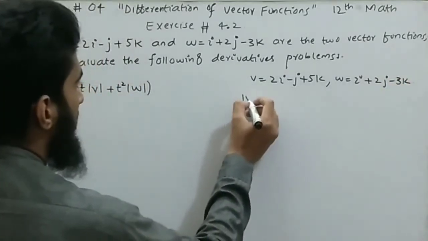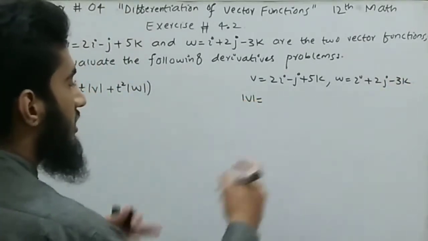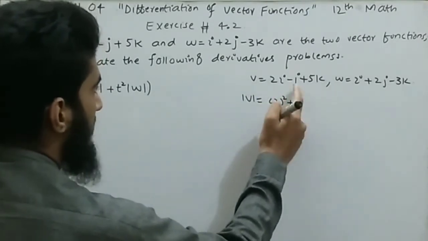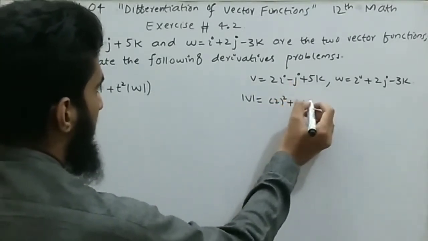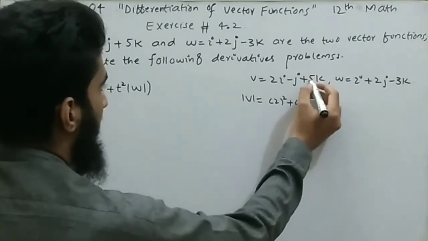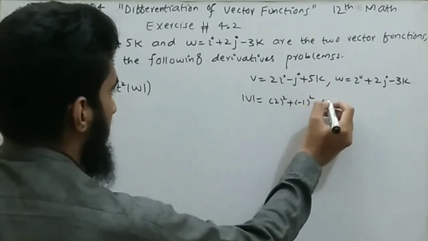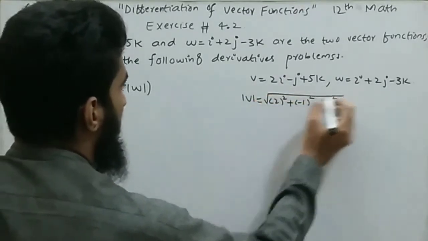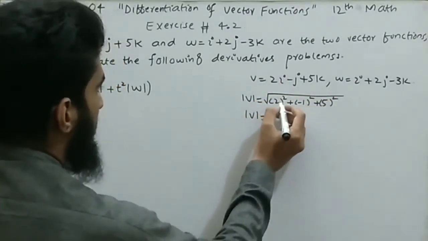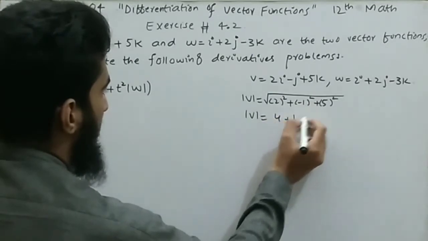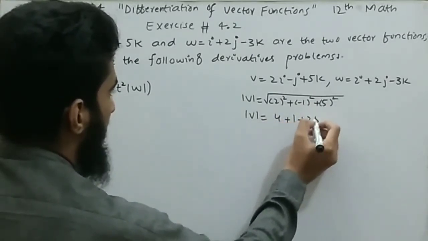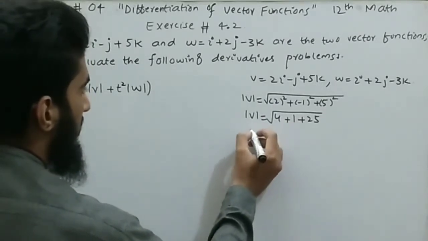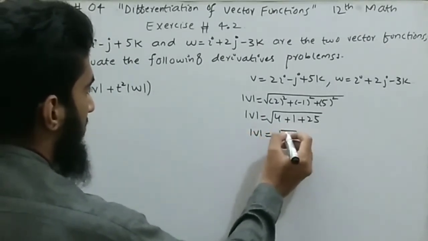Now you know that the absolute value is the square root of the sum of the squares of each term. Over here we take 2 squared, and the coefficient of j is minus 1, so it becomes minus 1 squared, and the coefficient of k is 5, so it's 5 squared. We take the whole thing under the root. So the absolute value of v will be 2 squared gives us 4, minus 1 squared gives us 1, and 5 squared gives us 25. So 25 plus 1 is 26, 26 plus 4 gives us the square root of 30.